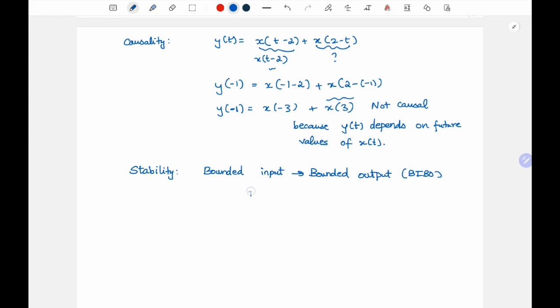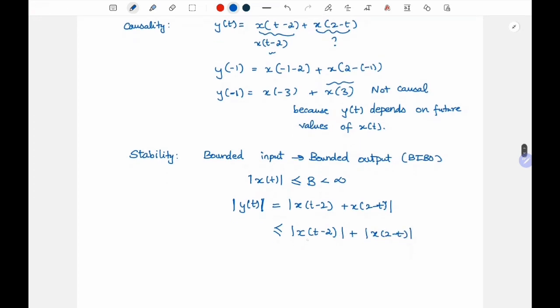Okay. So let's assume that x of t is bounded. So it is less than or equal to some b, and b belongs to some number. It is less than infinity. Okay. It is some finite number. So what is y of t? Let's see the limits for y of t. So y of t is modulus of x of t minus 2 plus x of 2 minus t. And this is less than or equal to, we can take the modulus outside, x of 2 minus t. And each of this x is limited by b, right?